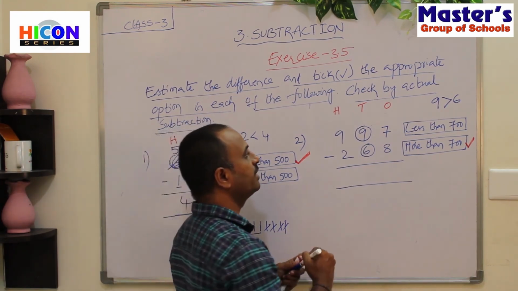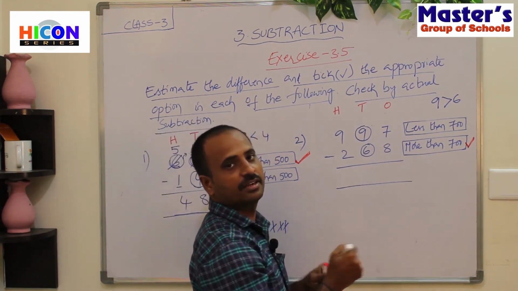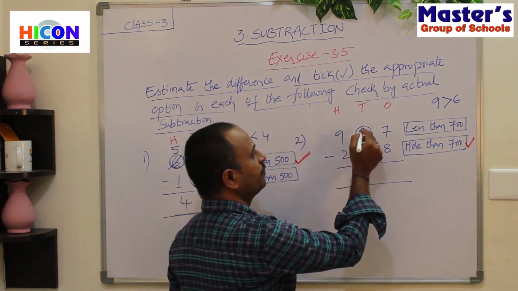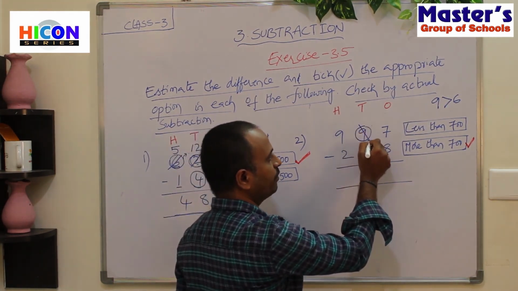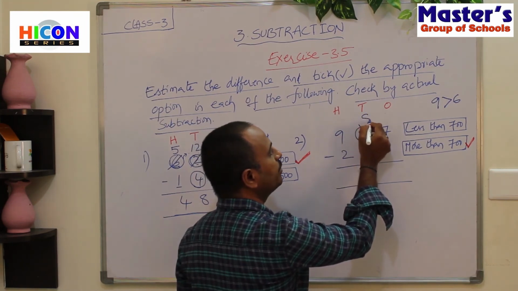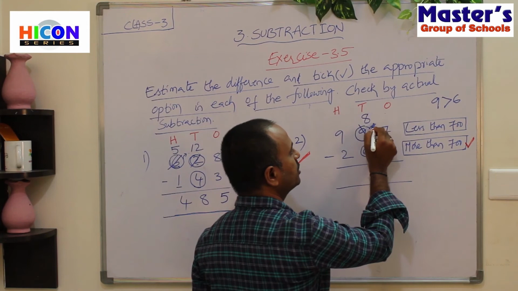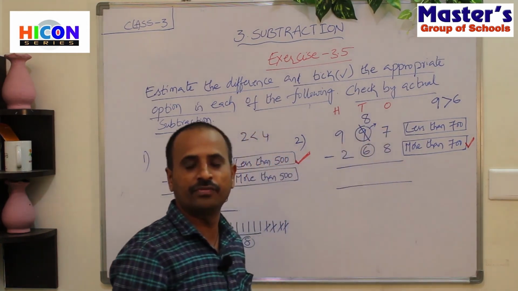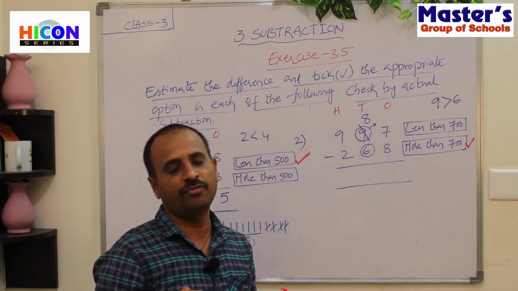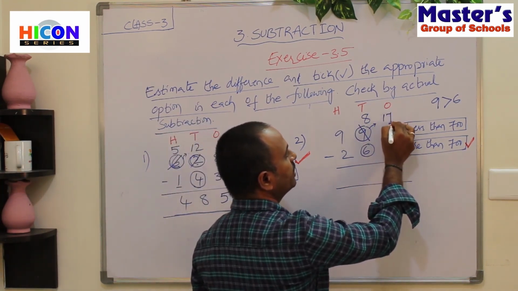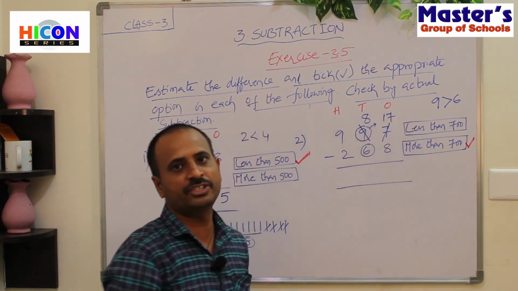How many tens are there? There are 9 tens. Borrow 1 ten from 9 tens. If we borrow 1 ten from 9 tens, how many tens will remain? 8 tens will remain. And carry the 1 ten to the ones place. If you carry 1 ten to the ones place, it becomes 10 ones. Already there are 7 ones. The total becomes 17 ones. And now do the subtraction.